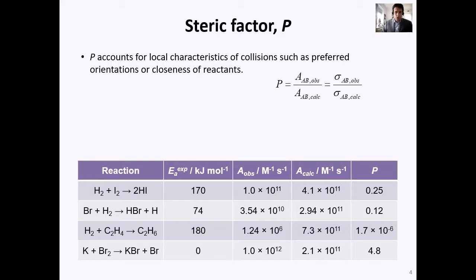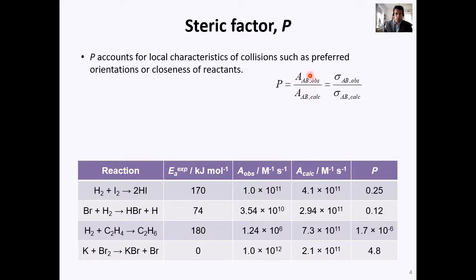So we can introduce a factor that can account for the difference between the calculated value and the observed value of the pre-exponential factor, which is obviously going to be related to the calculated and observed values of the rate in the same way. Okay, and this steric factor, or P, then allows collision theory to give the same result as experiment. So basically the way we calculate P is we say P is equal to the observed value for the pre-exponential factor divided by the calculated value for the pre-exponential factor.